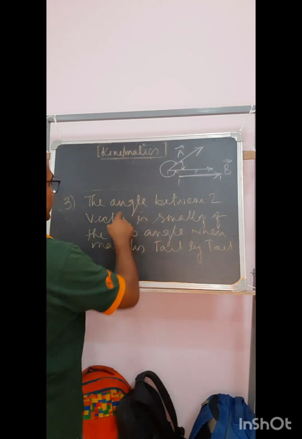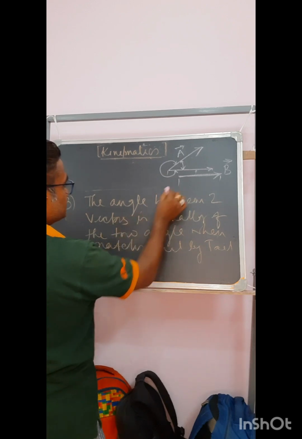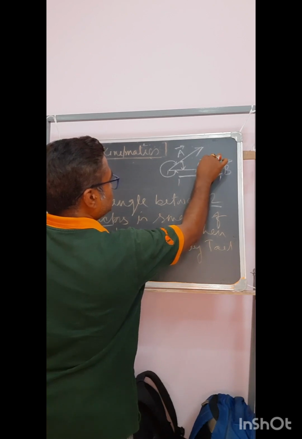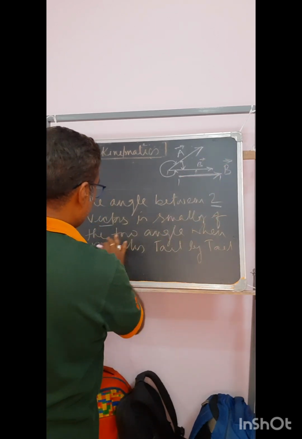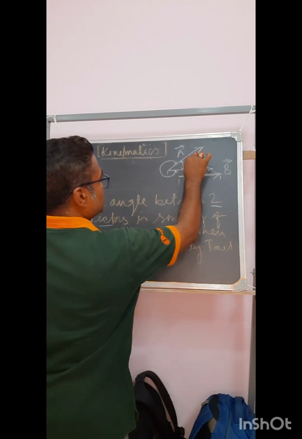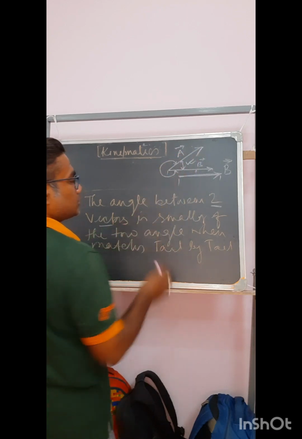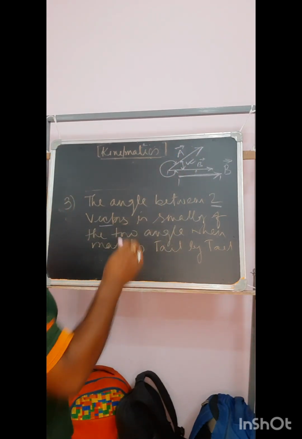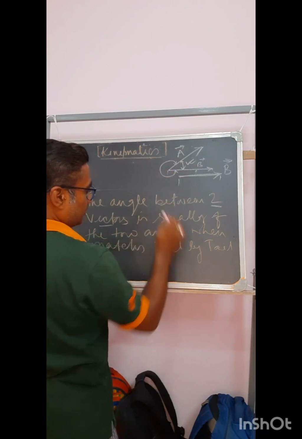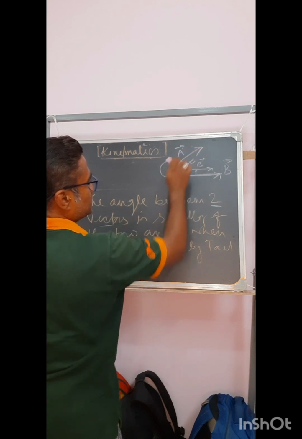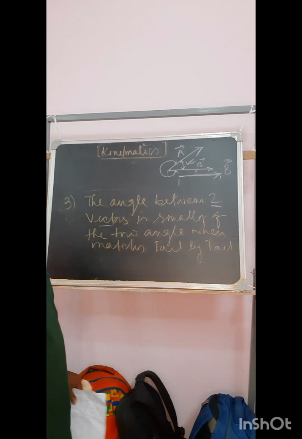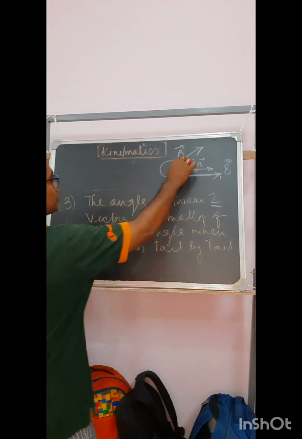So it says the angle between two vectors, vector A and vector B, is the smallest of the two angles. Out of this angle 1 and angle 2, the smallest one is this one. We will always consider the angle which is smaller when the two vectors are brought together by matching tail to tail. That will be the angle between the vectors, the smallest one.